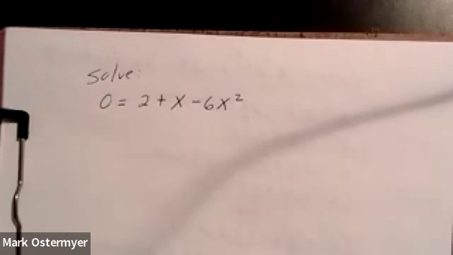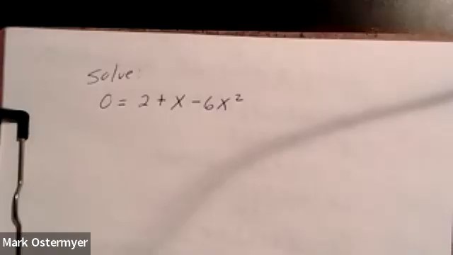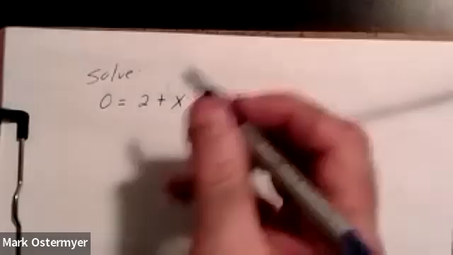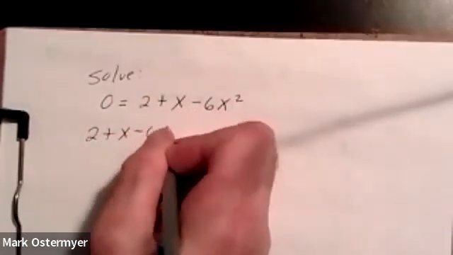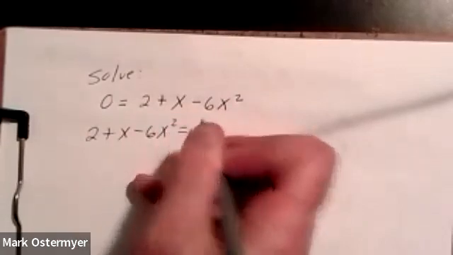Normally, we always have 0 on the right side of our equation. You think it's going to be a problem to arrange for that to happen? No. What would I do to arrange for that to happen? Would you just write it the opposite way? Yeah, why not just flip the whole equation around? Why not just say 2 plus x minus 6x squared equals 0?